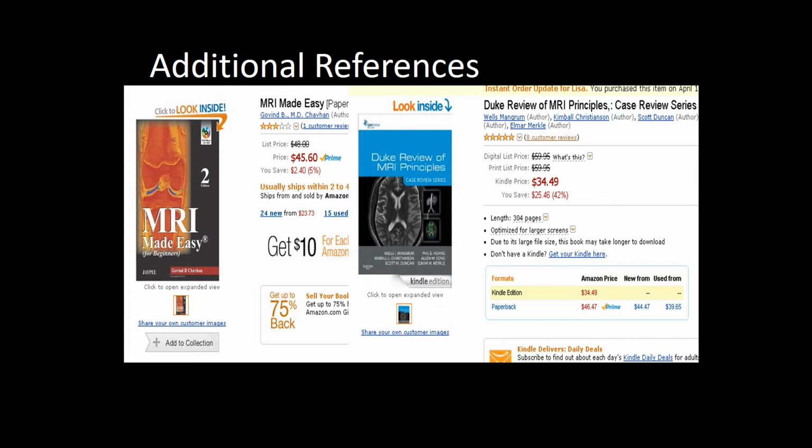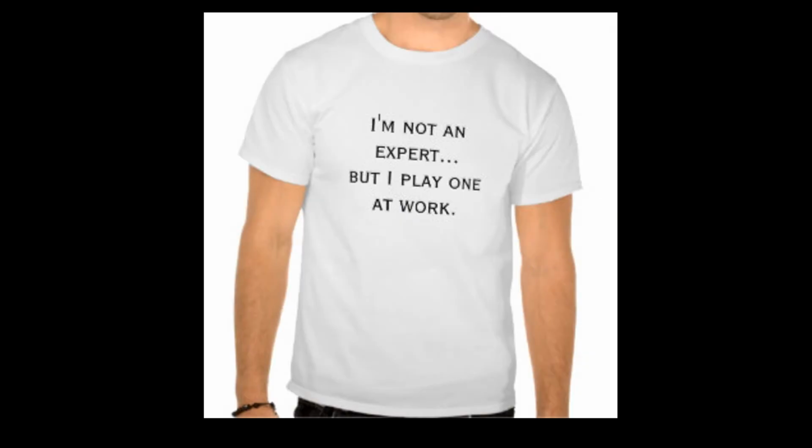Again, I'd just like to highlight these two books, which I personally found very helpful: the Case Review series of Duke Review of MRI Principles, as well as MRI Made Easy for Beginners. That MRI Made Easy for Beginners is a good book to read just initially. It's very, very simplified, a way to just get your feet wet for MRI. Again, I'm not an MRI expert in terms of physics, but I do play one at work.